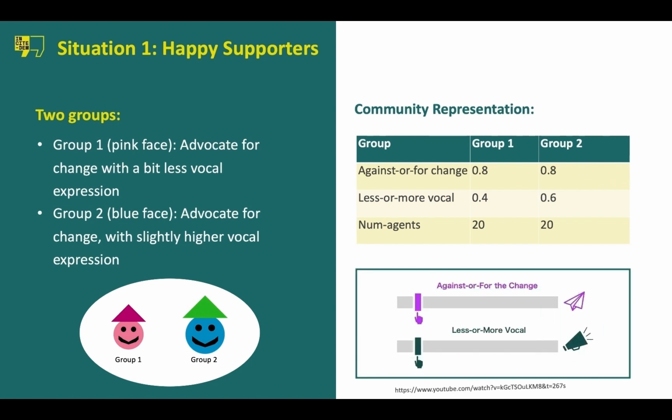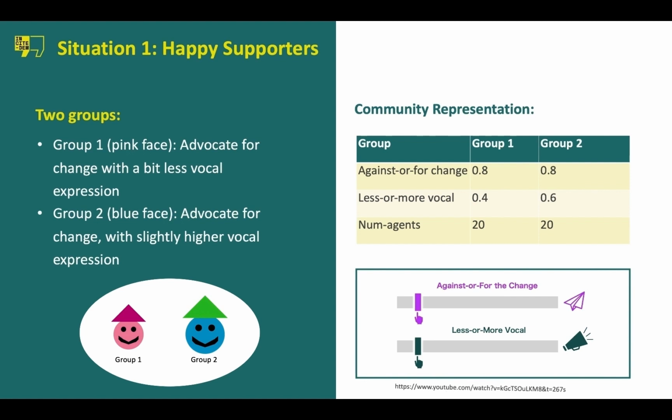The slider, against or for change, determines the inclination towards innovation, with higher values towards the right indicating a greater openness to change, and lower values towards the left denoting a preference for maintaining the status quo. Similarly, the slider, less or more vocal, controls the level of outspokenness within the groups, with higher values towards the right signifying a more vocal stance, and lower values towards the left indicating a quieter disposition.